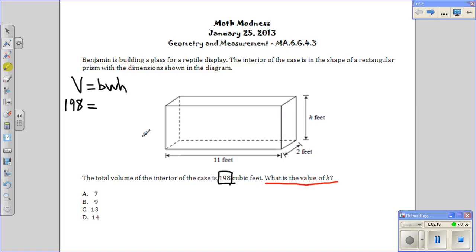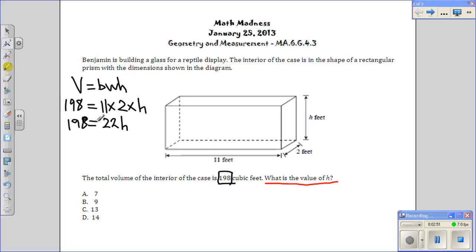And then our base is 11. Our width is 2. And we're actually solving for H, so we're just going to put the H here. Okay? Now we just do the math. Well, order of operations, we have to multiply these. 11 times 2 is 22. And we just bring our H down. And then on this side, we're going to bring down our 198. Oh, that is an 8.